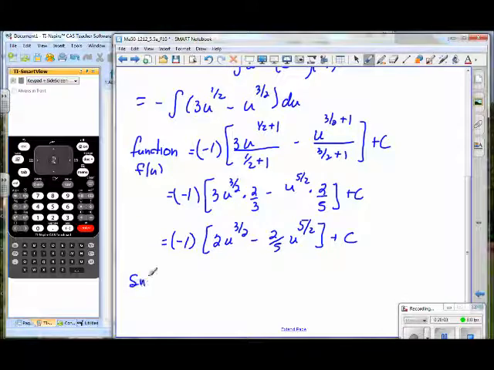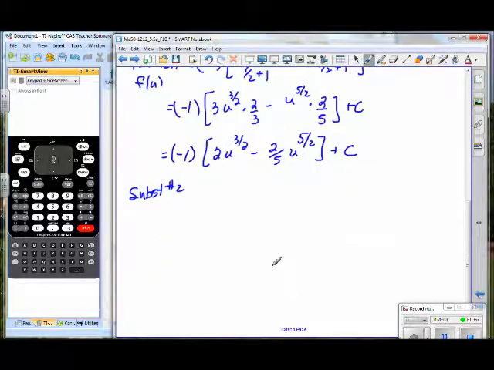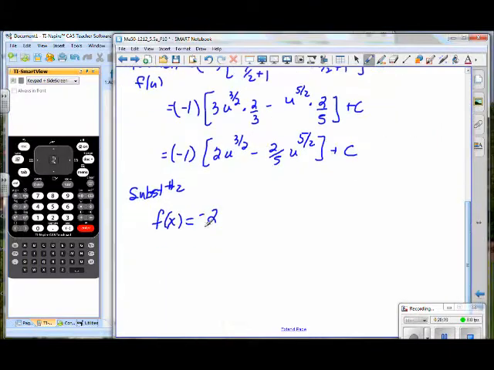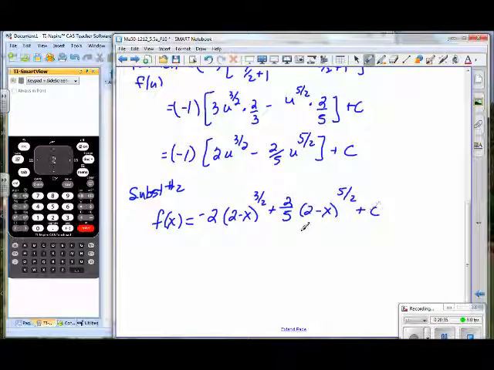Let's do our second substitution and put this all back in terms of x. So we have f of x equals negative 2. Now u has the value of 2 minus x. So that would be 2 minus x to the 3/2 power. The negative times the negative is the positive 2/5, 2 minus x to the 5/2 power plus c.